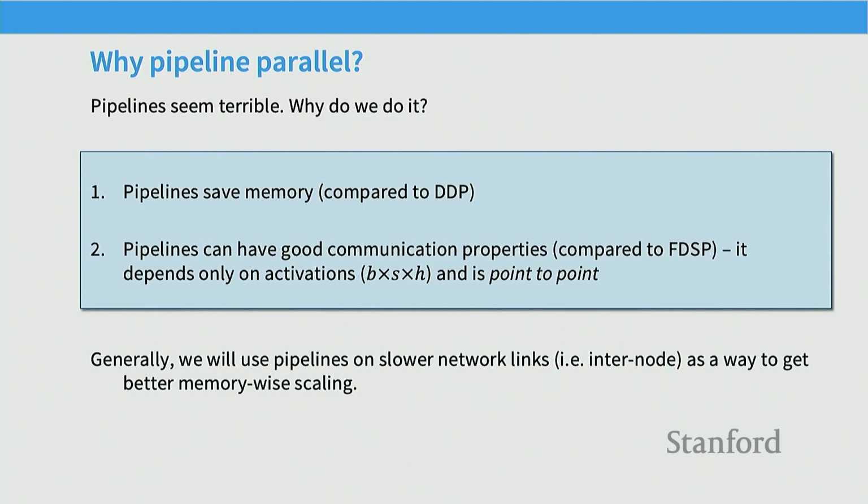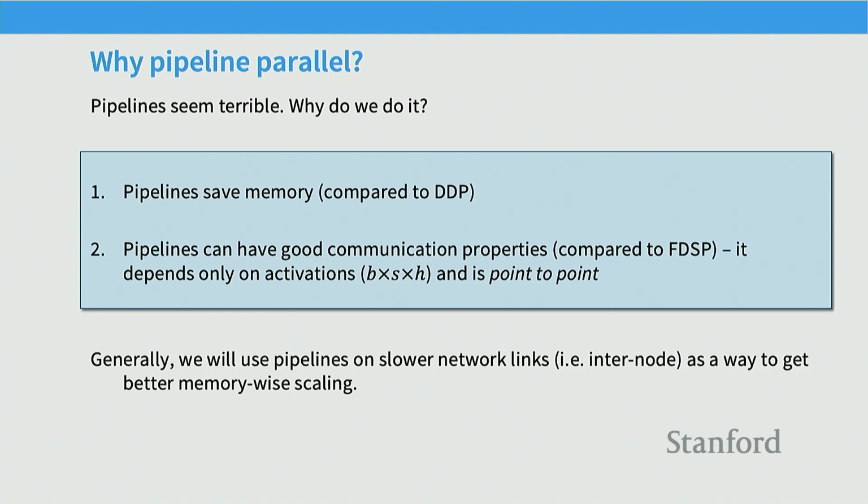So, in general, pipelines seem really horrible. Why do we do it? Why do we incur this cost of a bubble in order to parallelize? Well, there are a couple of reasons. Pipelines help save memory compared to data parallel. I mean, ZeRO-3 will also shard the parameters, but this also shards the activations, which is nice.